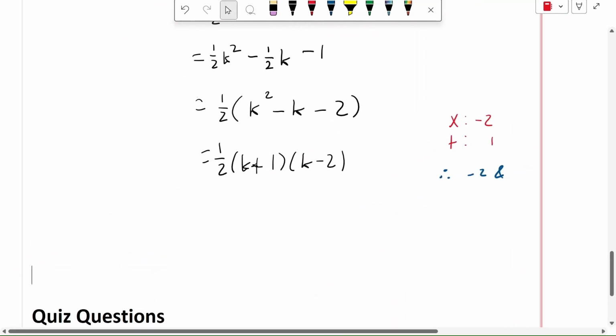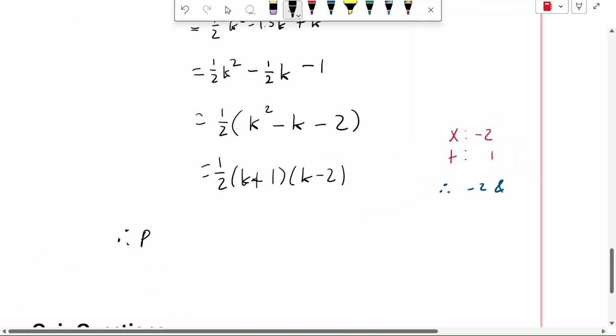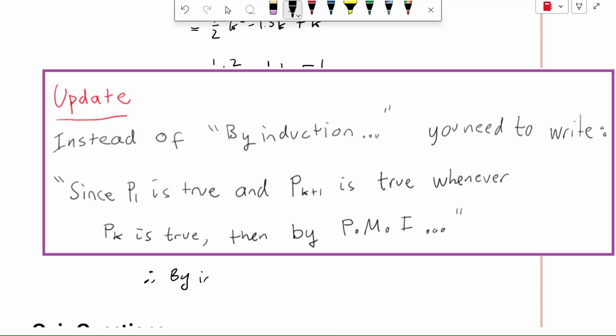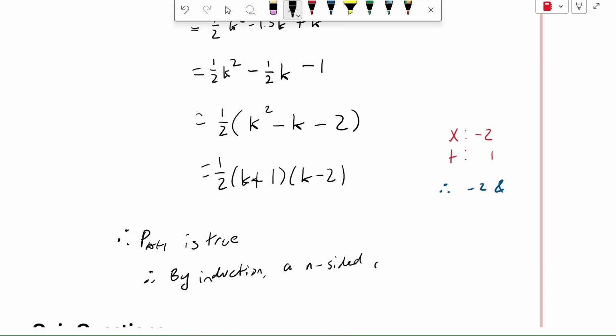So what we can do is say, therefore, P(k+1) is true. And therefore, by induction, an n-sided convex polygon has half n(n-3) diagonals. Wonderful.